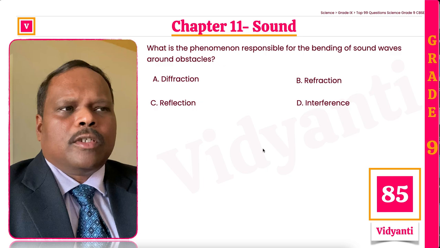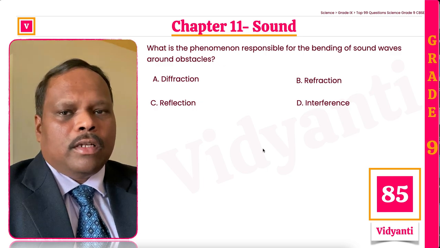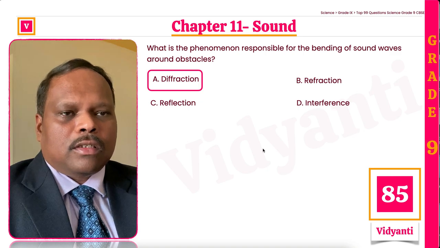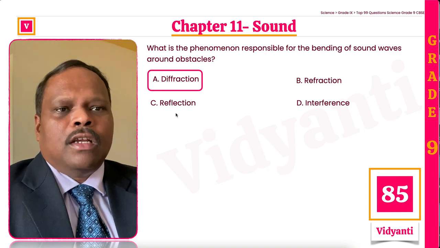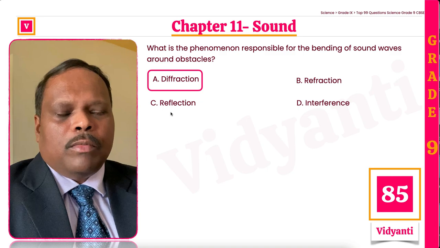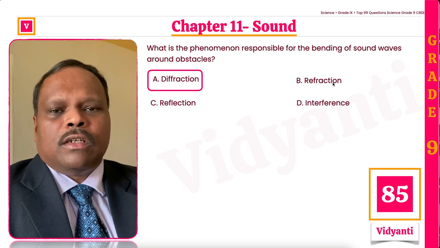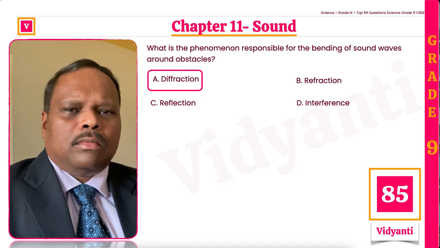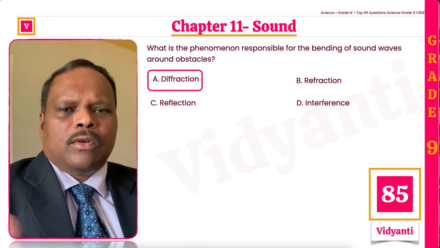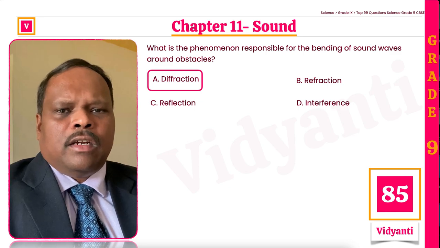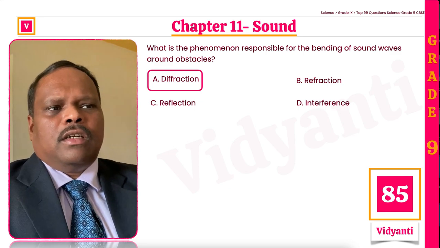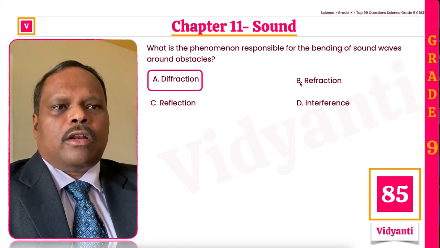What is the phenomenon responsible for bending of sound wave? So here the keyword is bending. That is called diffraction. It is not reflection. It is not refraction. Reflection happens in the case of a mirror. Refraction happens when a light ray travels from a denser medium to a lighter medium or vice versa. Then it bends either towards the normal or away from the normal. That is refraction. Interference is a special phenomenon not related to this one.